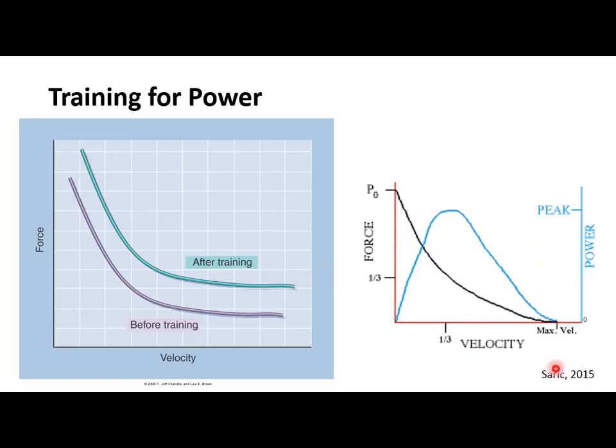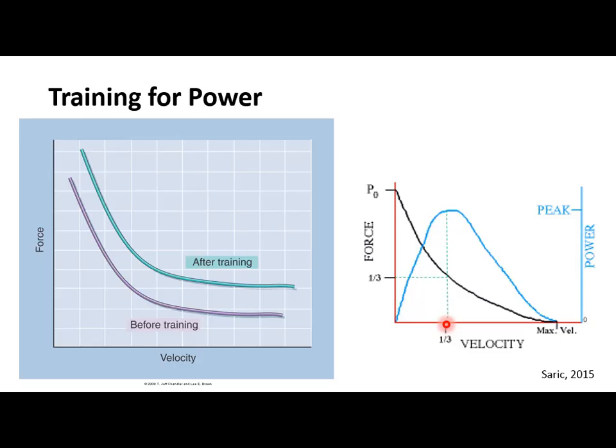And if you look over here to the right, what we typically see here in black, the black line is that classic force velocity curve. And in blue is what we think of as peak power curve, in which peak power up here is reached at a level that corresponds to 1/3 maximal force and 1/3 maximal velocity of contraction.